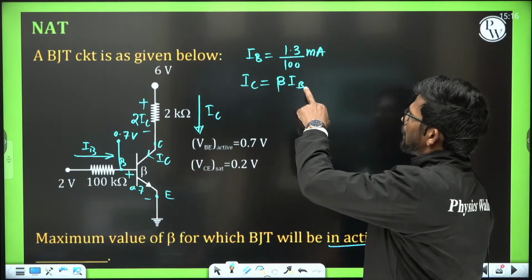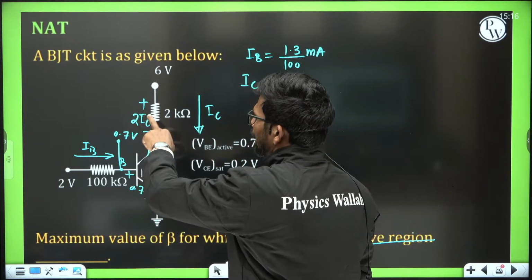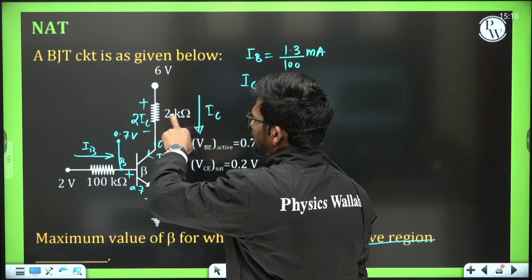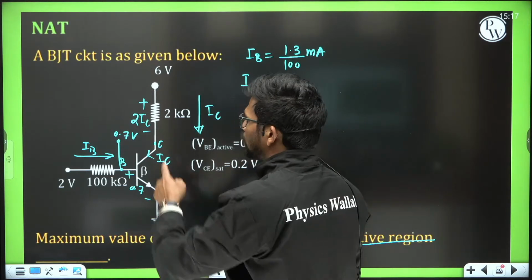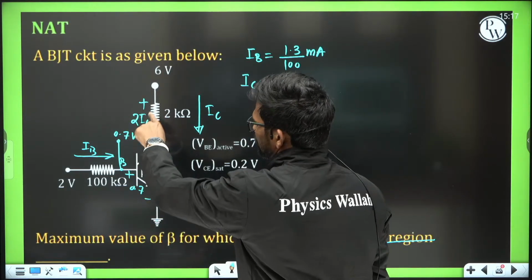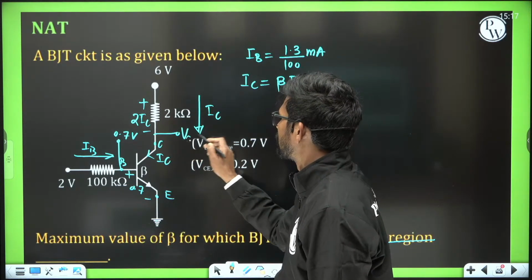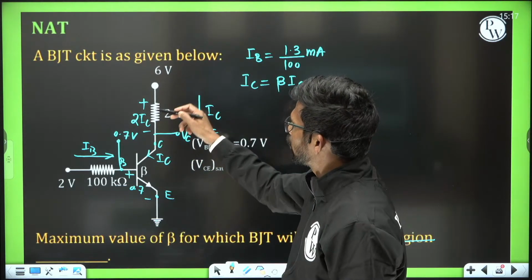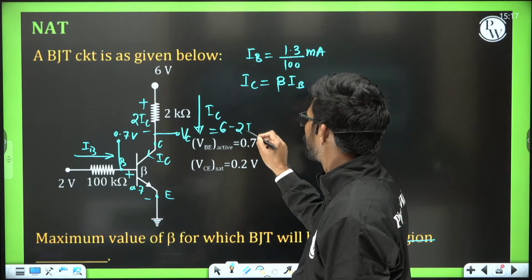Beta is unitless, IB is in milliampere, so beta IB is in milliampere. Obviously, since this resistance is 2 kilo ohm and IC is in milliampere, kilo ohm into milliampere is volt. This voltage is 2 IC. So this voltage VC will be 6 volt minus the voltage drop across this resistance, which is 2 IC, so VC is equal to 6 minus 2 IC.